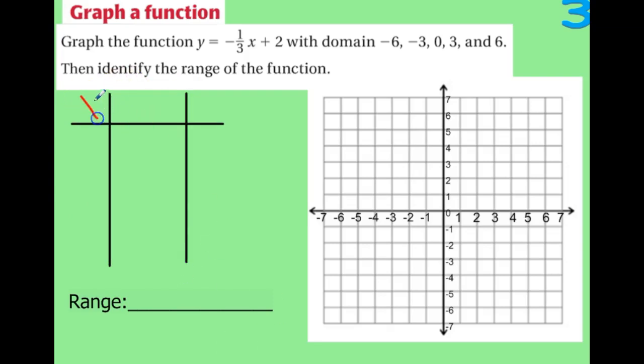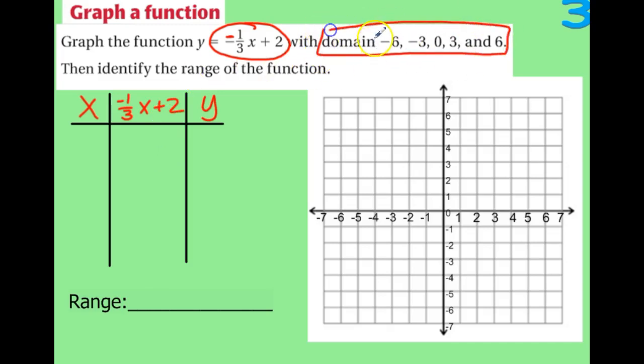And I need to write X and Y. I'm going to plug in numbers for X to figure out what Y is. And my equation goes in the middle. Negative 1/3 X and plus 2. I put the negative on the top. Don't put it on both because then two negatives make a positive. So I'm just going to put it with the 1. And then this time our domain, what we're plugging in is negative 6, negative 3, 0, 3, and 6.